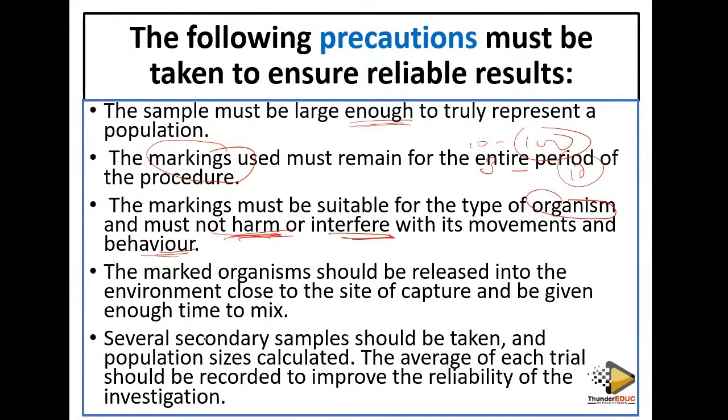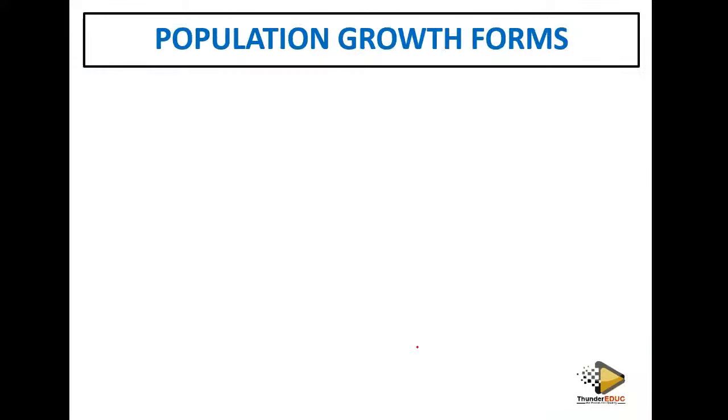So several secondary samples should be taken, and then the population size can be calculated, meaning that you take several second samples so that you can calculate the average of the recaptured in the second capture. So the average of each trial should be recorded to improve the reliability. Yeah, why? Because you are repeating this experiment several times. Therefore, you are increasing the reliability of this experiment so that the experiment is reliable. That's the meaning.